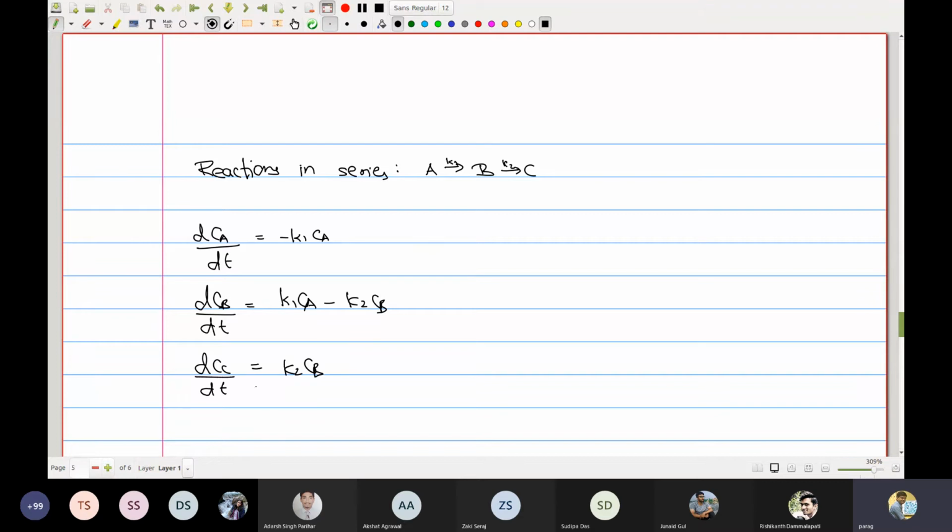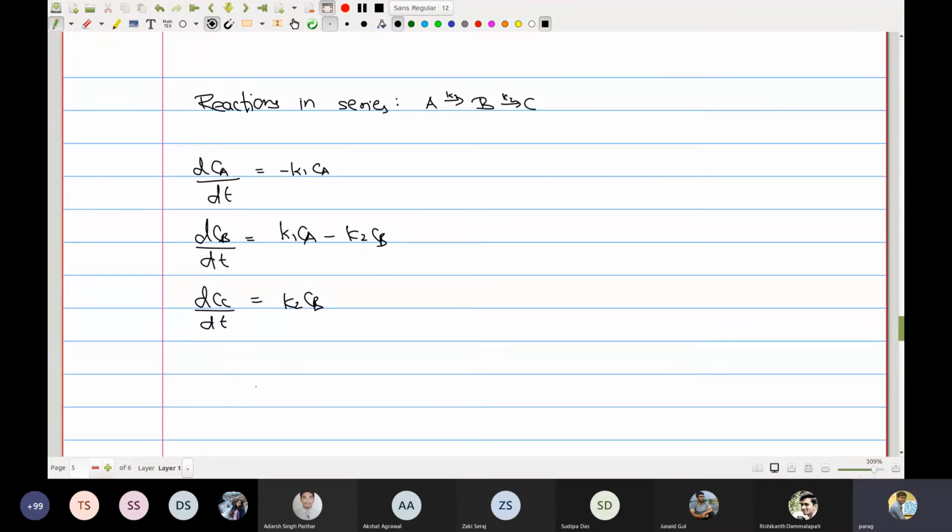So for instrumentation students, the way to do this is simply whenever you have consumption, A is converting to B, you put a negative sign. Since this is an elementary reaction, there is no power. In general, it is CA to the power n. For an elementary reaction, power is simply 1. So this is how you write the balance equation.